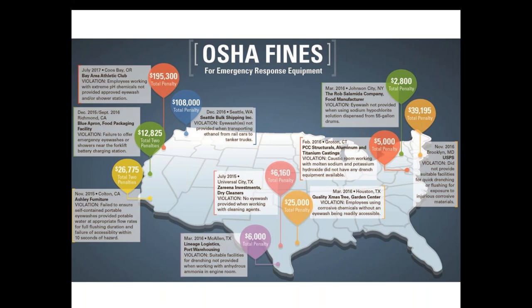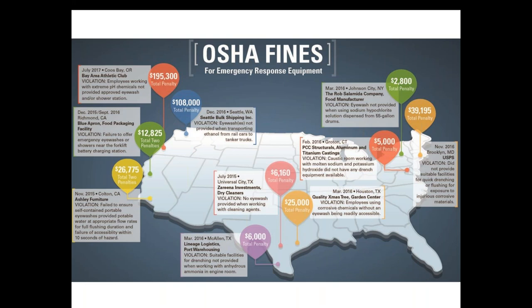This map is just an example of how wide and vastly different the array of fines can be across the U.S. You're going to see some pretty notable names on here. This is all public information. We're not calling anybody out here, but I wanted to give everybody a couple of examples of what some of those fines are and what those violations were. So I'm just going to start with the biggest one on the page, up in the top left-hand corner, Bay Area Athletic Club.